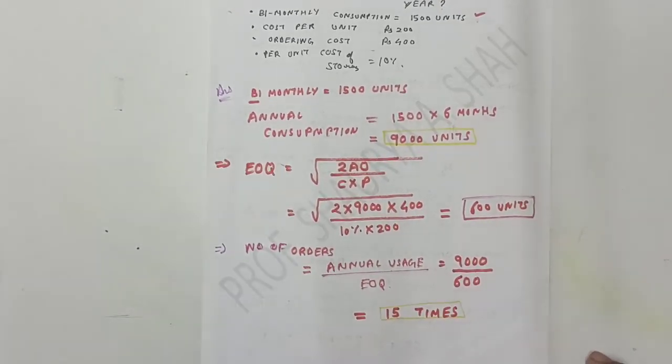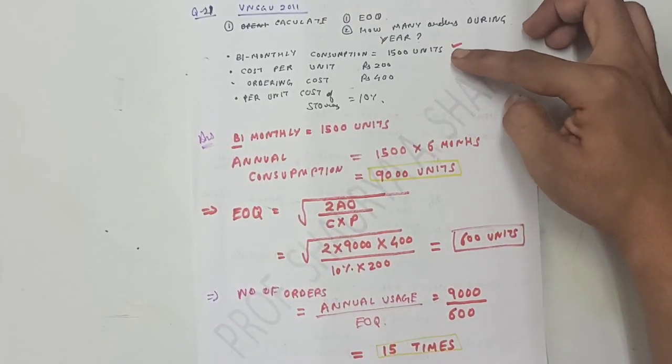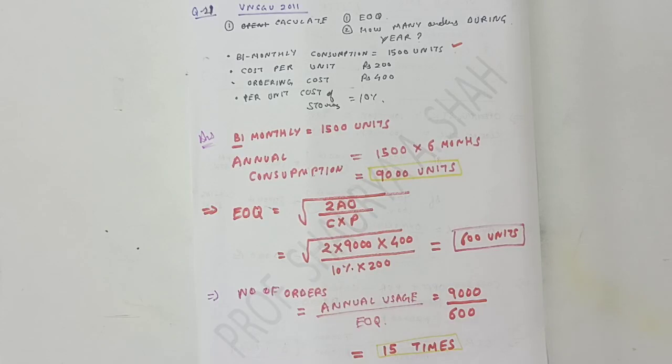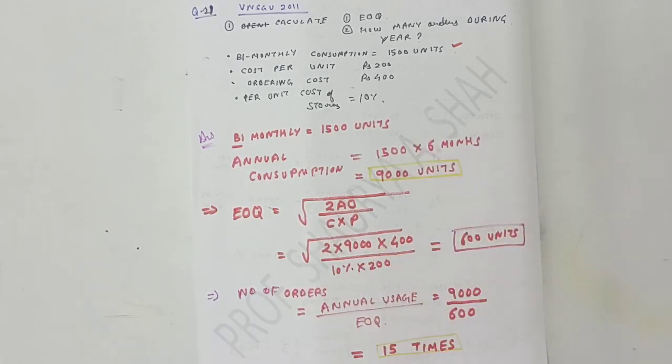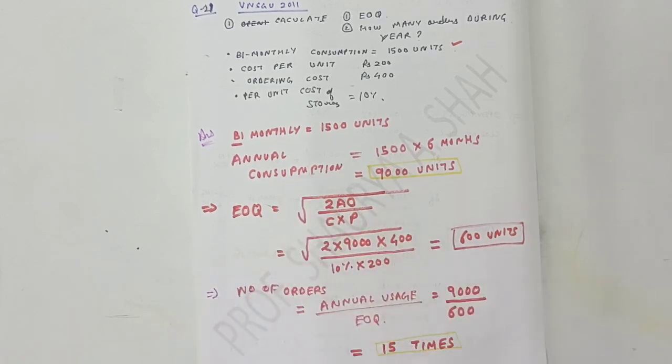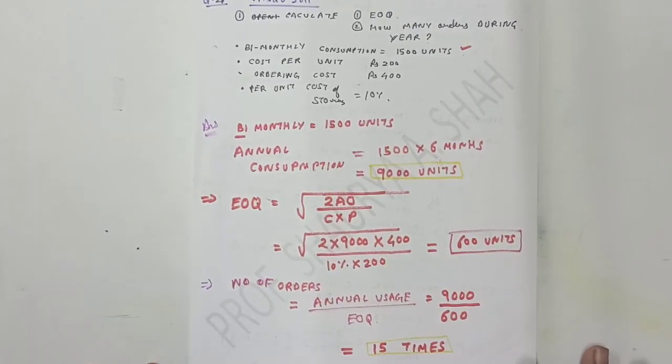So I have calculated EOQ and 15 times. The important thing here was to find out the annual consumption from the bi-monthly consumption. Suppose it is monthly, convert it by multiplying by 12. Suppose it is six-monthly, convert it by multiplying by 2. But always remember the formula uses annual consumption. So if you commit a mistake here, then your sum will be incorrect, right? I hope it is clear to each and every student.